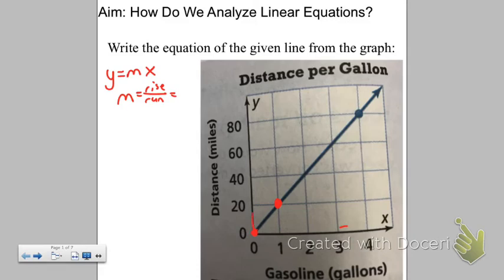I rise up 1 space, but each 1 space represents 20 miles. And then I run to the right 1, which represents 1 gallon of gasoline. So my m is 20 over 1, or 20. So now my equation, I'm going to keep the y. My m, I'm going to substitute in the 20, and I'm going to keep my x. So my equation is y equals 20x.